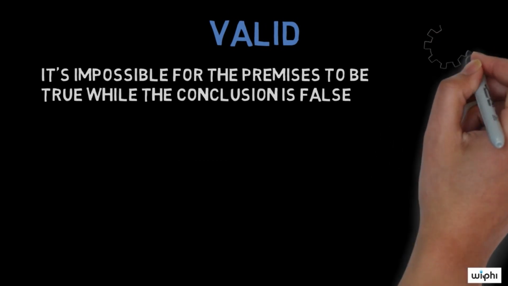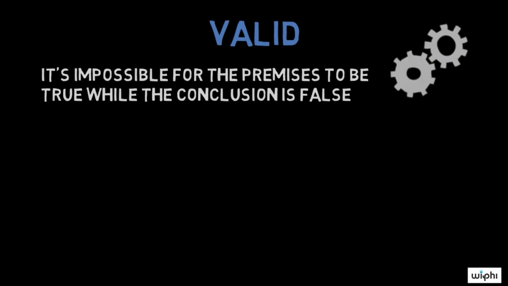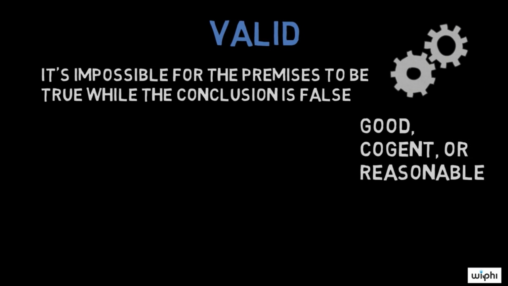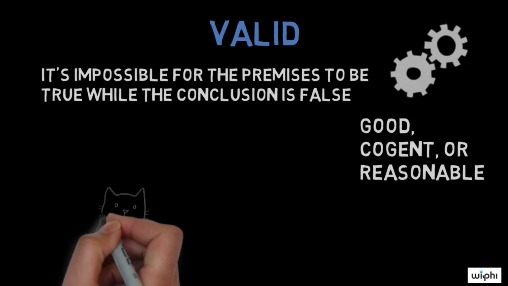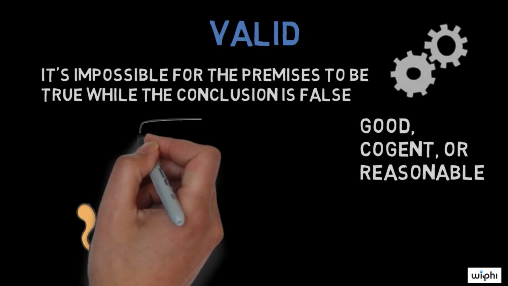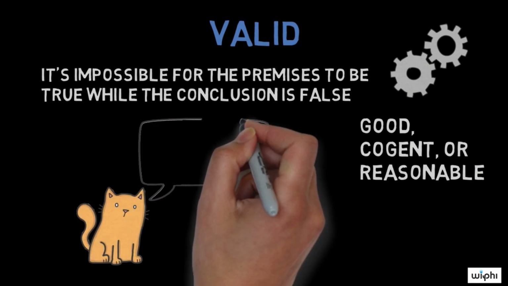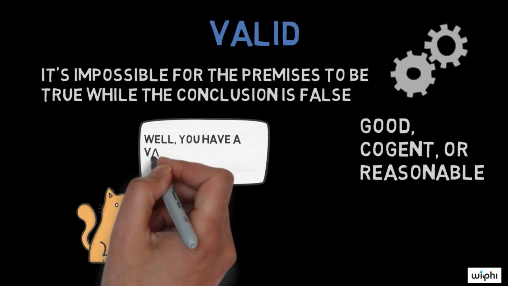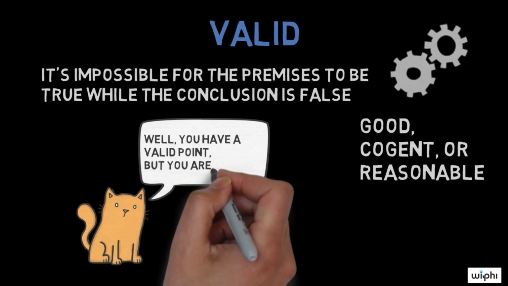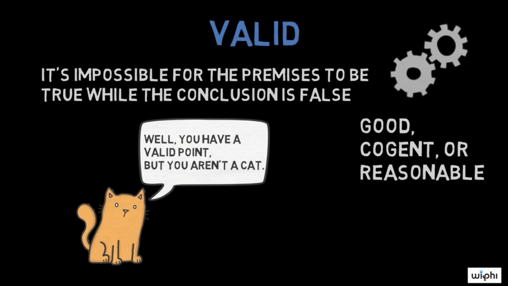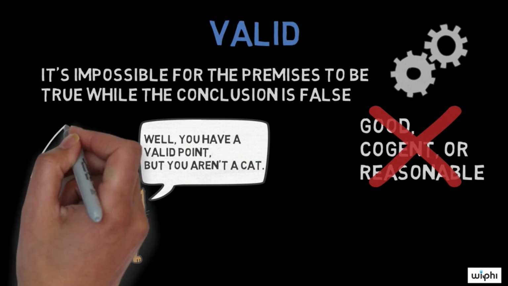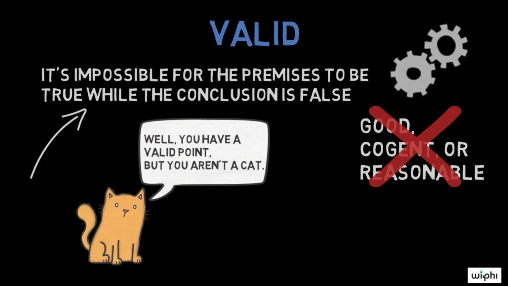Now, this is a special technical use of the word valid. In ordinary life, we often use this word to mean something like good, cogent, or reasonable. Like, if you're disagreeing with someone about something, and they respond to a claim you make by saying something that seems pretty reasonable to you, you might say, well, I guess you have a valid point. Though that's what the word often means in ordinary life, it's not what the word means here. When philosophers say that an argument is valid, they always mean this very specific thing, that if the premises are true, the conclusion must also be true.